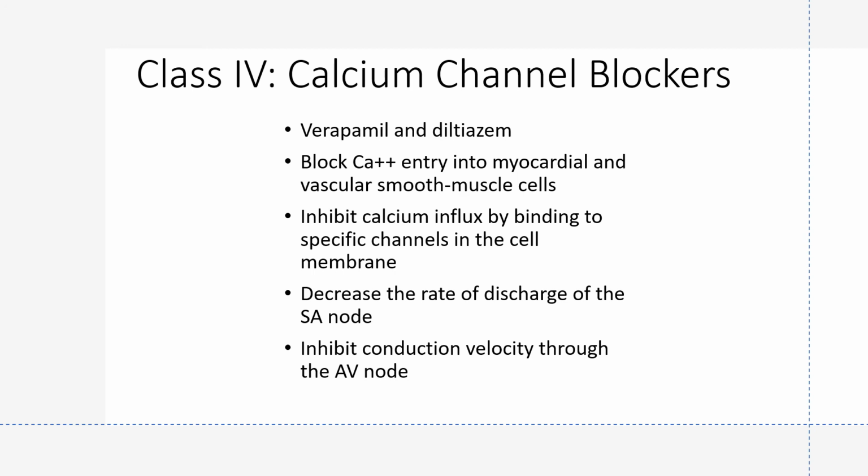They lead to a decreased rate of discharge through the SA node. By limiting the discharge of the SA node, everything downstream is going to be affected. So as you can imagine, the decreased rate of discharge of the SA node is going to inhibit the conduction velocity through the AV node. It's going to inhibit the conduction velocity through the bundle of His and to the Purkinje fibers. And all of that inhibition is going to slow heart rate.